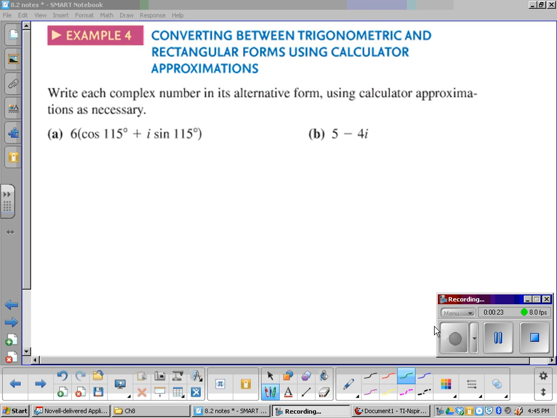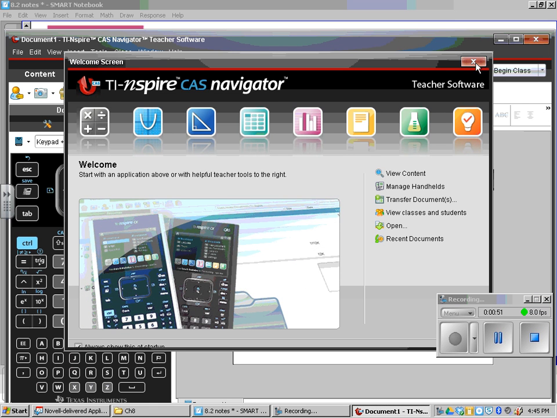On part A here, where we start in trig form, really the only thing to do is type this in your calculator. Remember, the weakness of doing this is that if you don't set your calculator to degrees or use the degree symbol, and your calculator is set to radians, then you're going to get the wrong answer even though it looks like you're typing it in correctly. So you have to be careful of that. But otherwise, you're just going to type this into your calculator to get the answer. Let's take a look at that really quick.